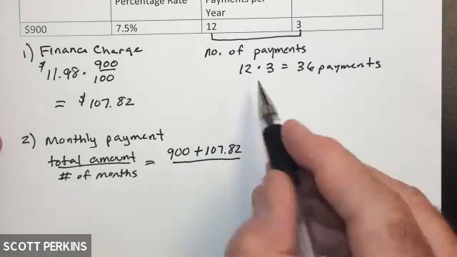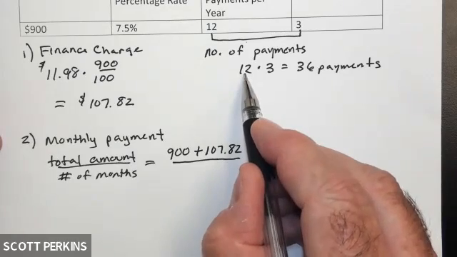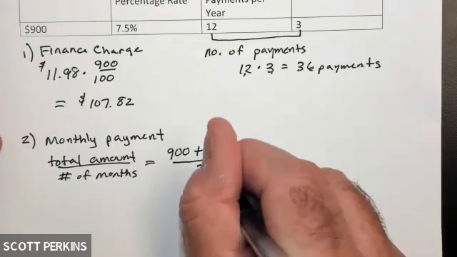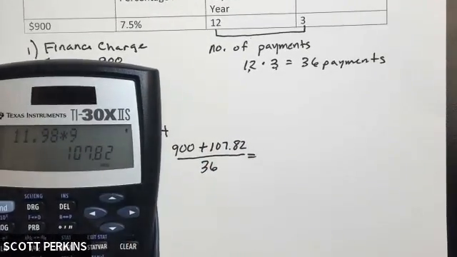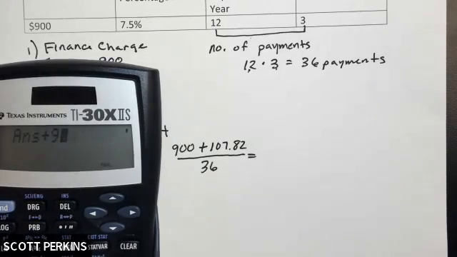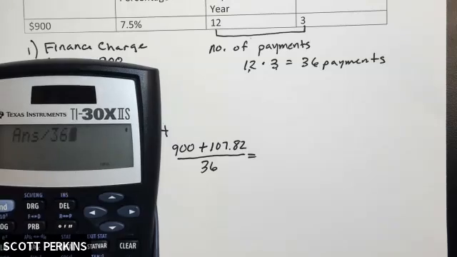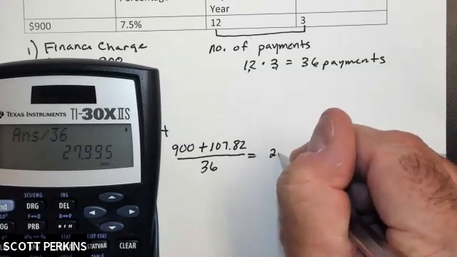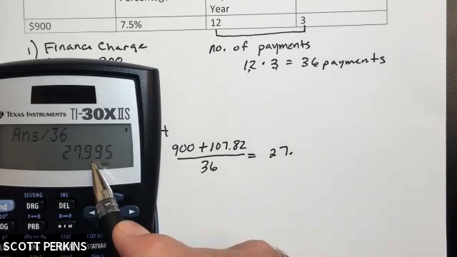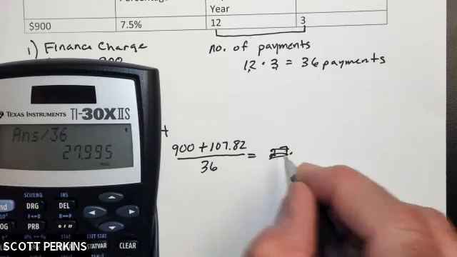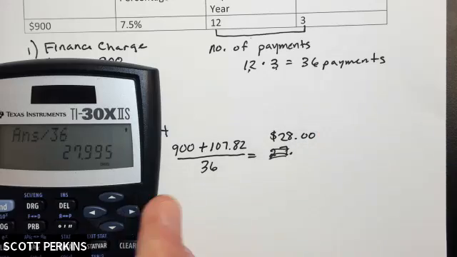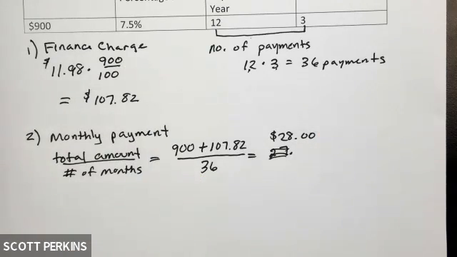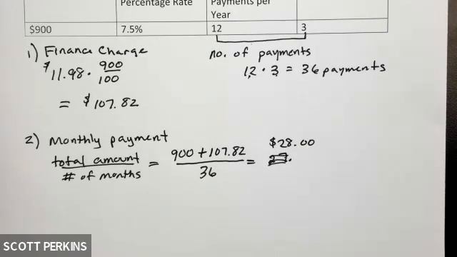And then the total number of months is back up here, 12 months in a year times 3 years, that's 36. I'm going to round that to the cent. So I come over here, I got the 107.82 plus 900. I'm going to divide that by 36, and I end up with $27.99. Actually, it's not going to be $27. That's going to round up to $28 even. So the monthly payment on that $900 loan at 7.5% for 36 months is going to be $28 a month.